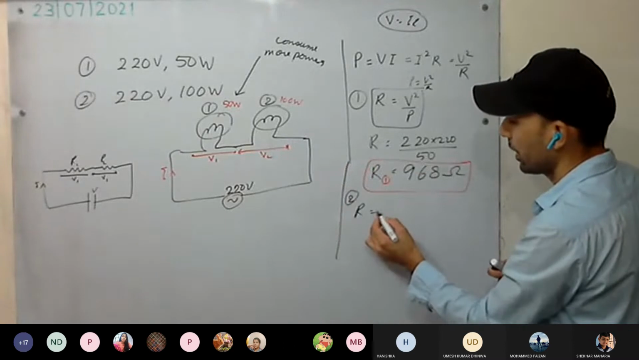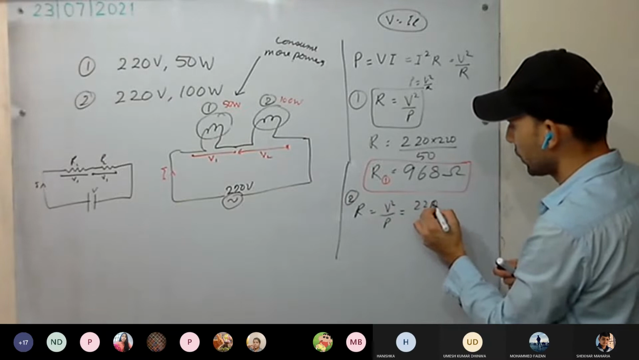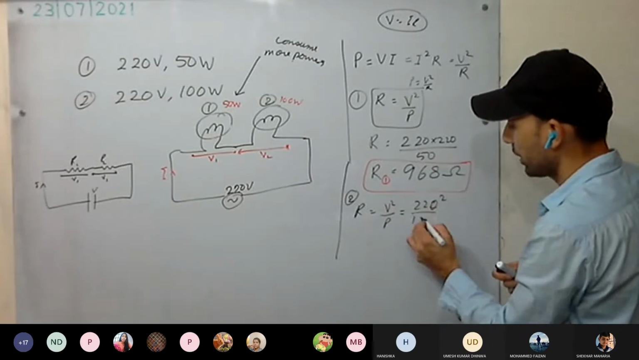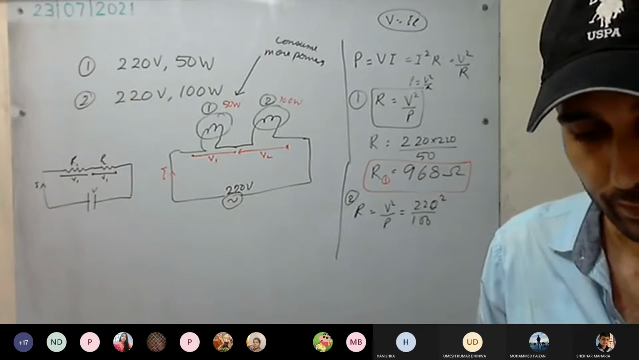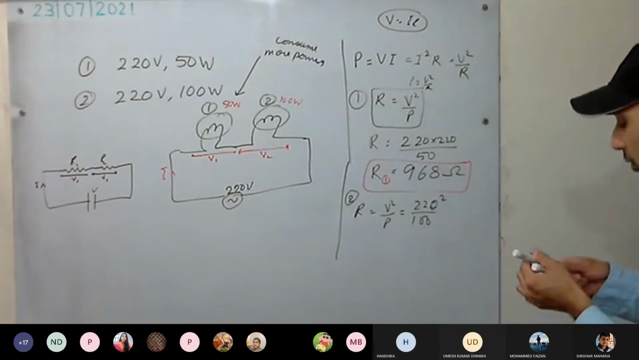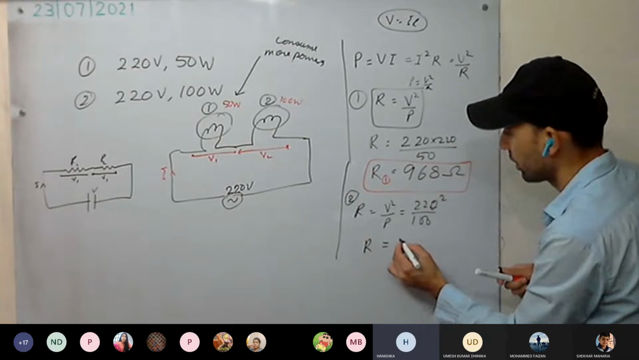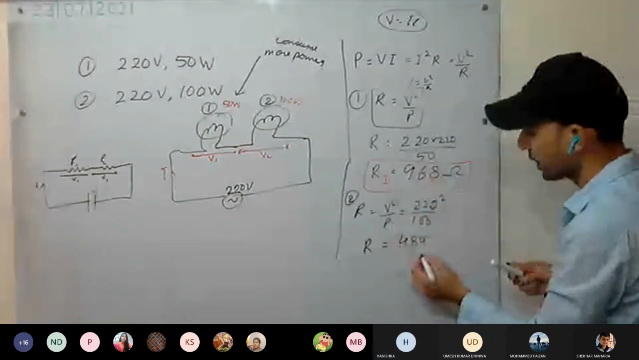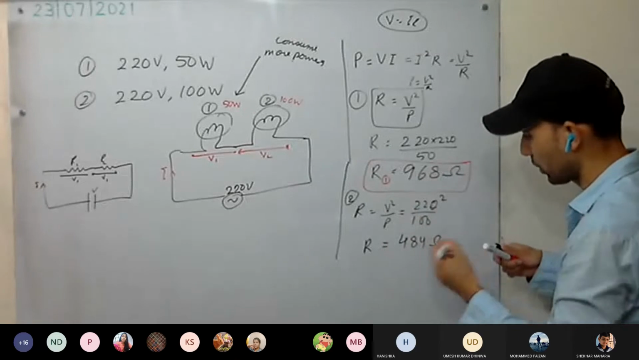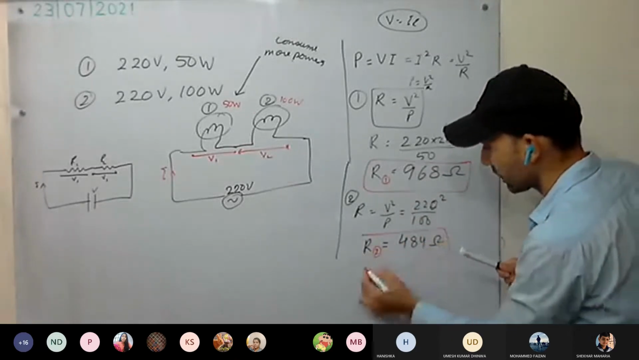Second bulb resistance, again V square upon P. 220 square divided by 100, just double of 50. How much is it? 484 ohm. This one is double the power, so 484 ohm. This is R2.